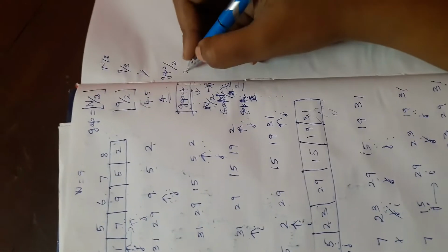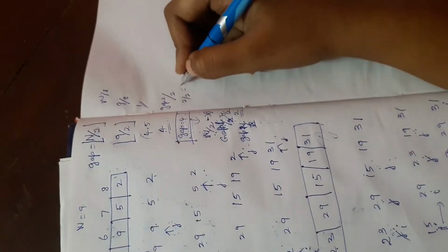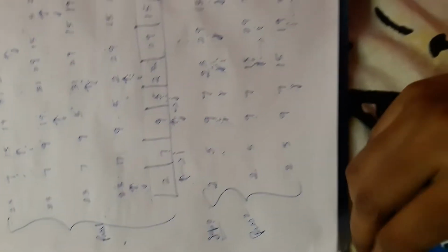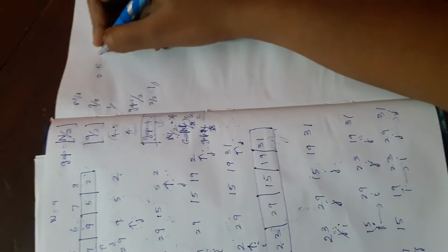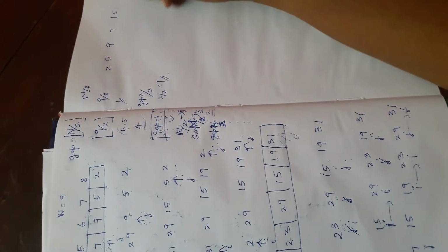What is the gap of pass 2? That is 2. 2 divided by 2 means what will be the value, 1. So we are going to do the shifting 1. So I am writing the same values here: 2, 5, 9, 7, 15, 19, 23, 29 and 31. Okay, I have written those values below.